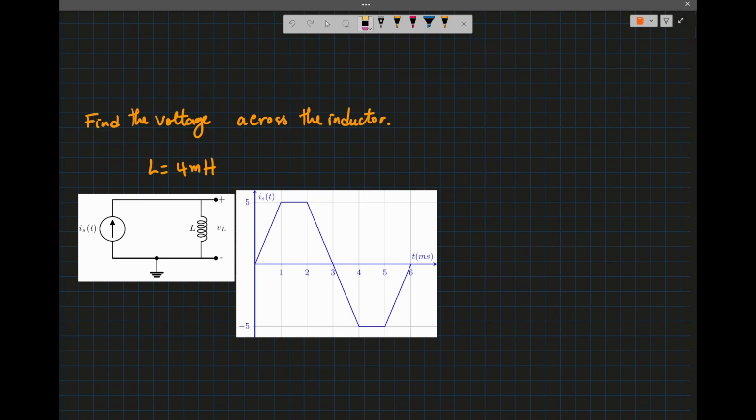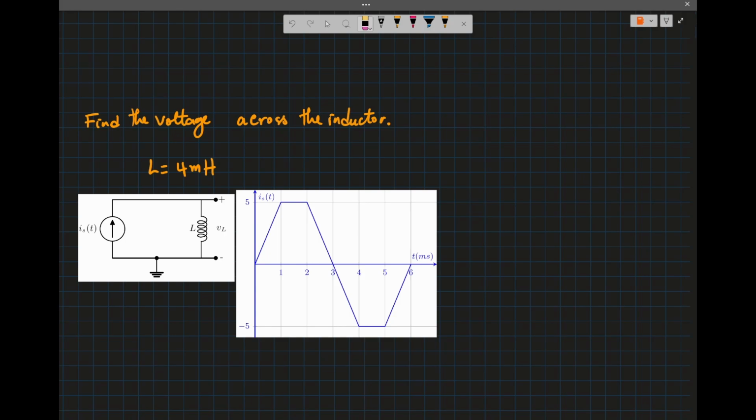So the goal of this example is to find the voltage across an inductor given the current, which is a piecewise function. One common application where the current through an inductor is a piecewise function is DC to DC converters. For example, in a buck converter, the current through the inductor is a piecewise function.